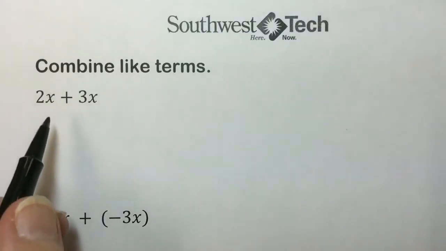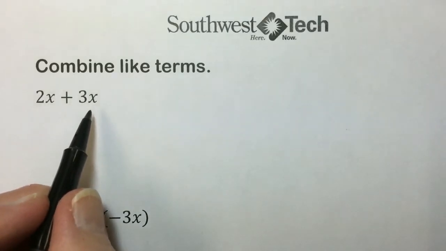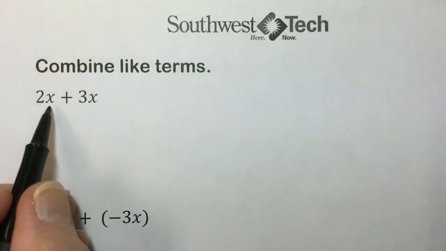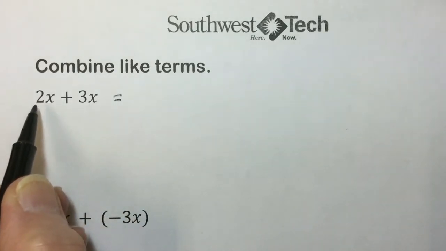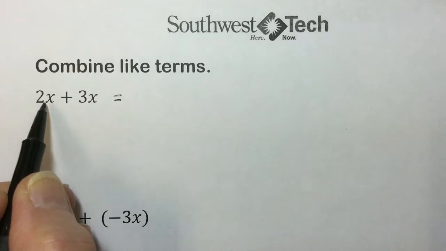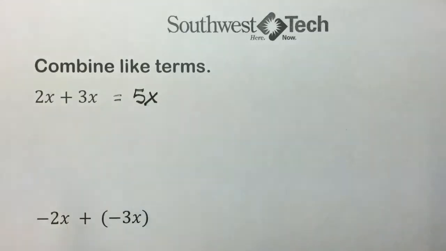In this first example, these are similar terms because they both have x to the first power. We will then combine them by doing the operation indicated. 2x plus 3x combines for 5x.